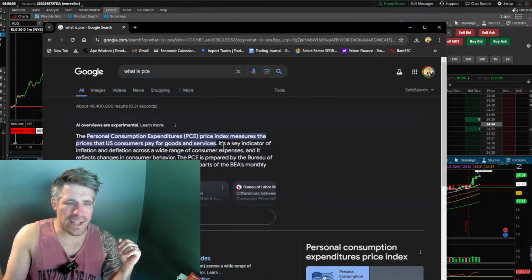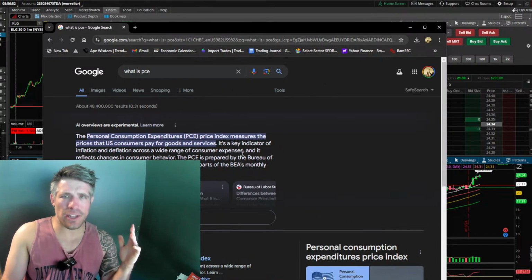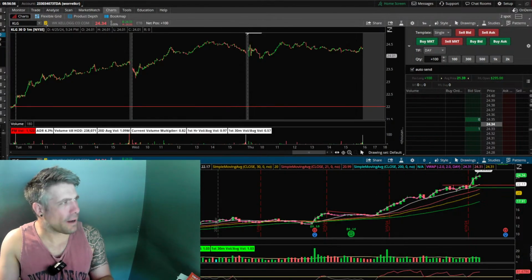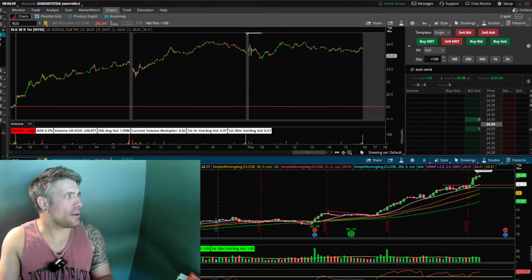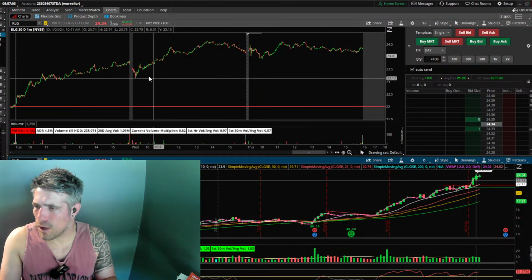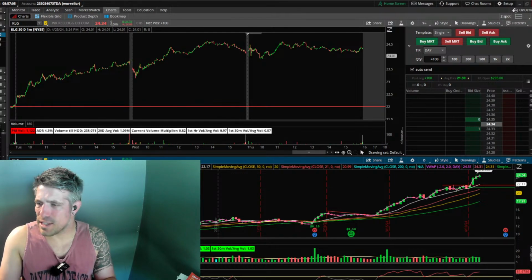So why is this so important? It's telling you the inflation. There's so much inflation and people are so worried about it that when we look at the PCE, it's telling us exactly what we're paying for all this stuff. So it was nice to see that this thing came out just neutral. It's nice to see that.